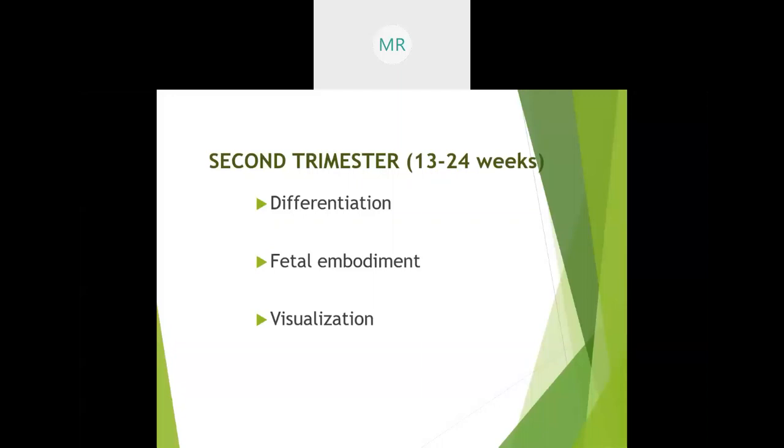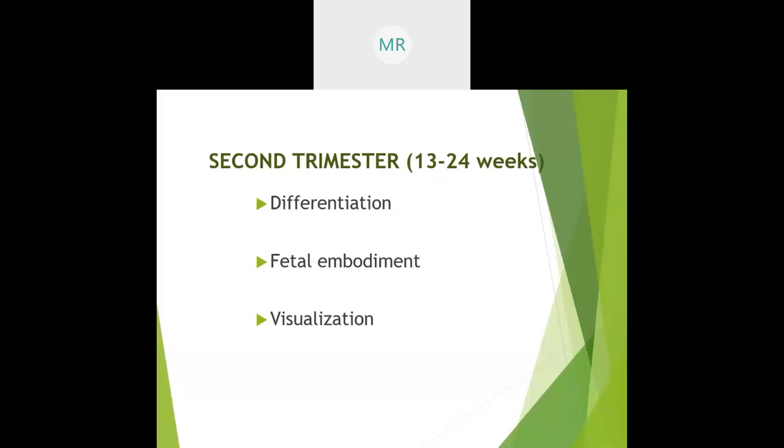In visualization, you could see the baby on an ultrasound, and you can also feel fetal movement. Mom is the one that tells you that she feels fetal movement. This is called quickening, and this occurs between 16 and 20 weeks gestation. So this feeling of fetal movement by mom is called quickening.